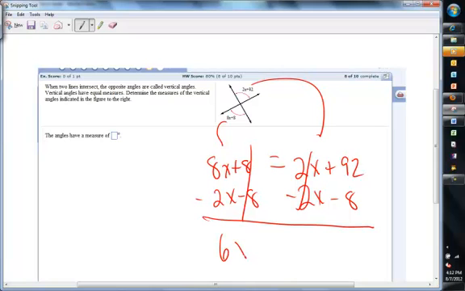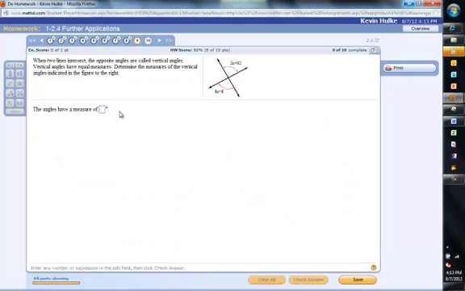So we have 6x is 84. Divide both sides by 6. And we get x is 14. So 8 times 14 plus 8 is 120, and 2 times 14 plus 92 is also 120, so the angles are 120 degrees.